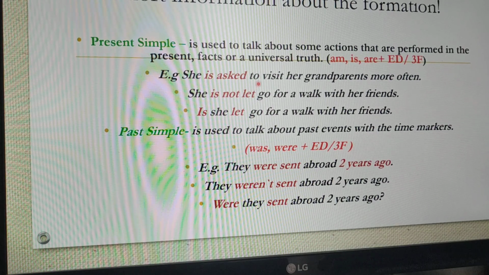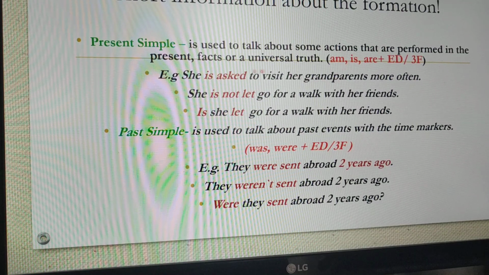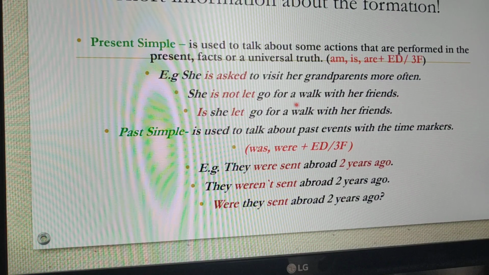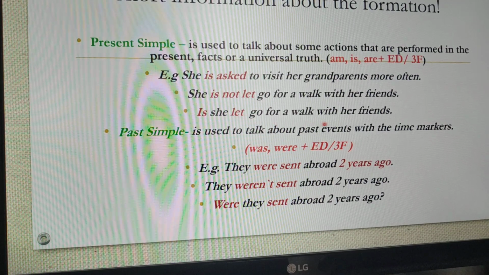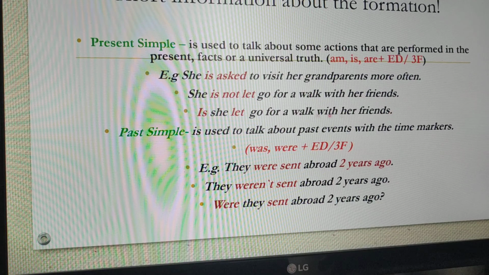She is asked to visit her grandparents more often. Here is the formula. The negative: She is not let go for a walk with her friends. Again, I used here the formula. Don't forget about it. It's very important. And the question: Is she let go for a walk with her friends? So when we have a question, the auxiliary verb goes to the first place.